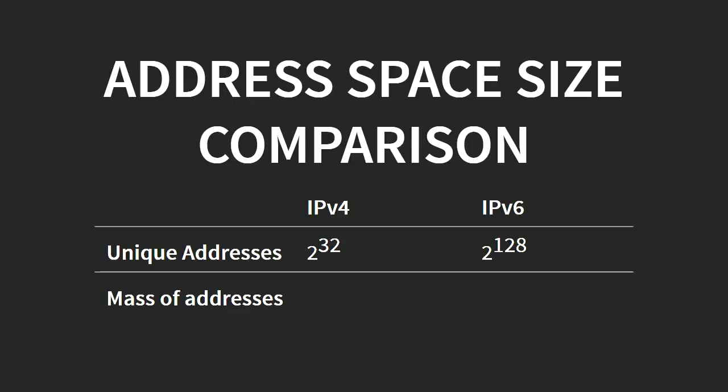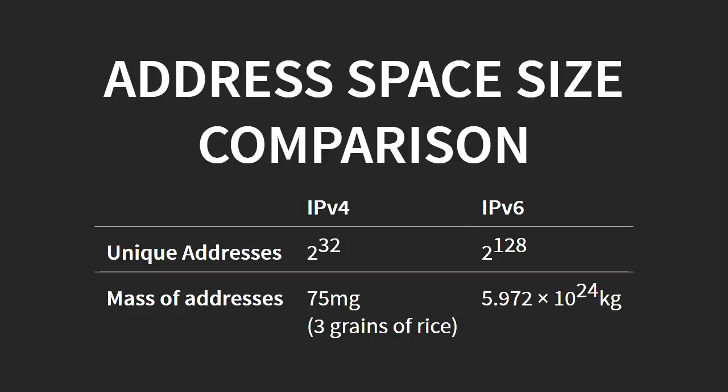And you put all of the IPv4 addresses together, and they weigh about 75 milligrams, which, again, is a number that you can't really understand. But if I say that it's 3 grains of rice, the entire IPv4 address space is 3 little grains of rice sitting in your hand. If IPv6 addresses had the same mass, they would be that much mass of addresses, which again is another number that doesn't really mean very much by itself. Anyone want to take a guess as to what that represents? Yes, it's the mass of the Earth. So from 3 grains of rice to the mass of the Earth, this is a stupidly huge number of addresses.